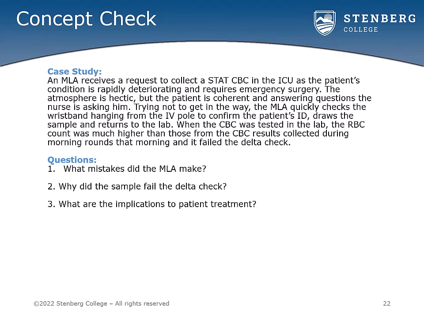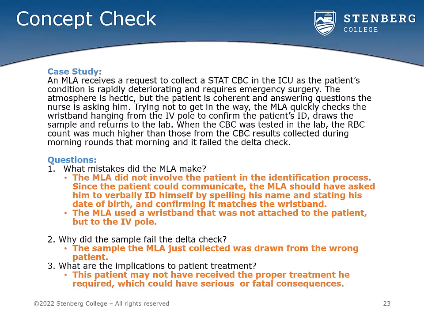When the CBC is tested in the lab, the RBC count was much higher than those from the CBC results collected during morning rounds that morning, and it failed the delta check. Question 1. What mistake did the MLA make? Question 2. Why did the sample fail the delta check? Question 3. What are the implications to patient treatment?